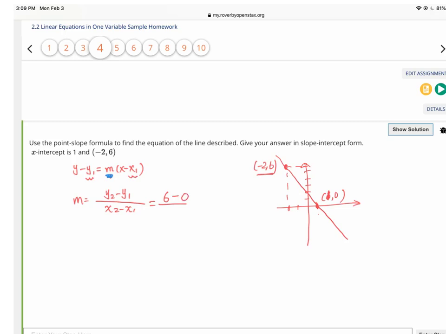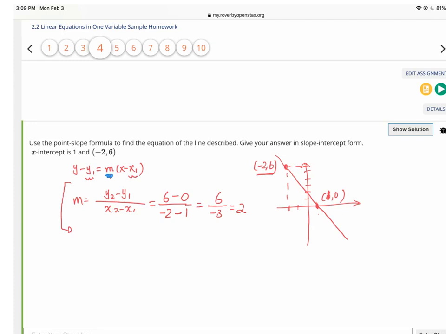Now, x2, since this is my y2, therefore this must be my x2. So x2 is -2 minus my x1, which is 1. This equals 6 over -3, and I get -2. So now, of course, we already have the slope.